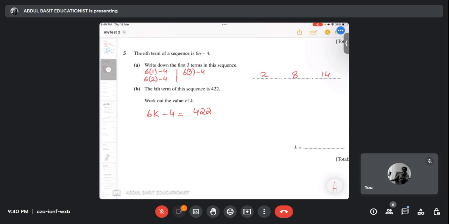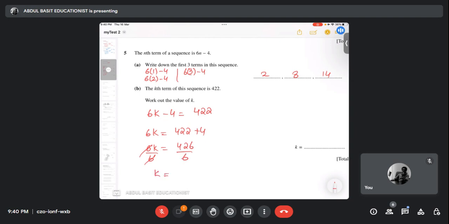That is, which number is it where 422 comes. So take the 4 to the other side. 6k is equal to 422 plus 4. 6k is equal to 426. Divide by 6 on both sides. So 6 and 6 cancel. So 6 ones are 6, 6 sevens are 42, and okay, it's the 71st term which is 422. If you take this sequence up to the 71st term, then 422 will be available.